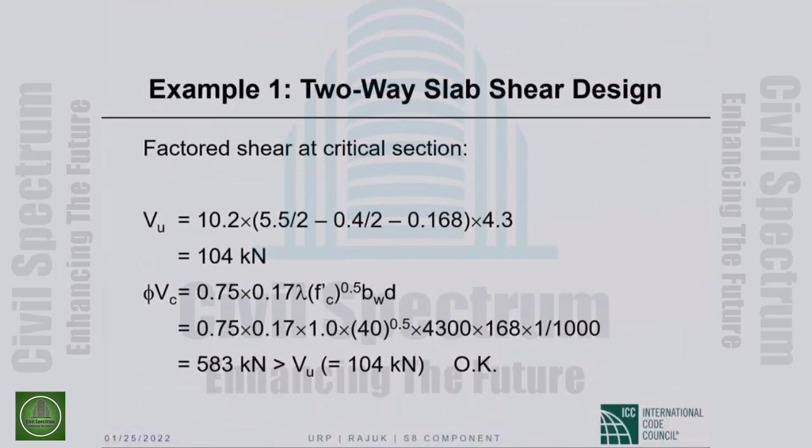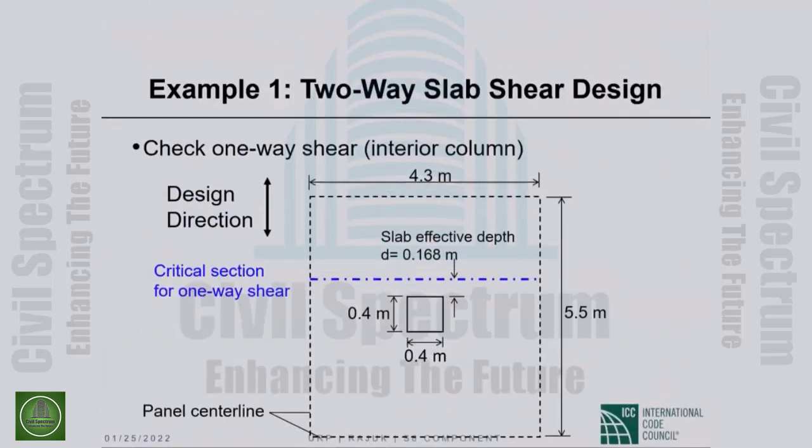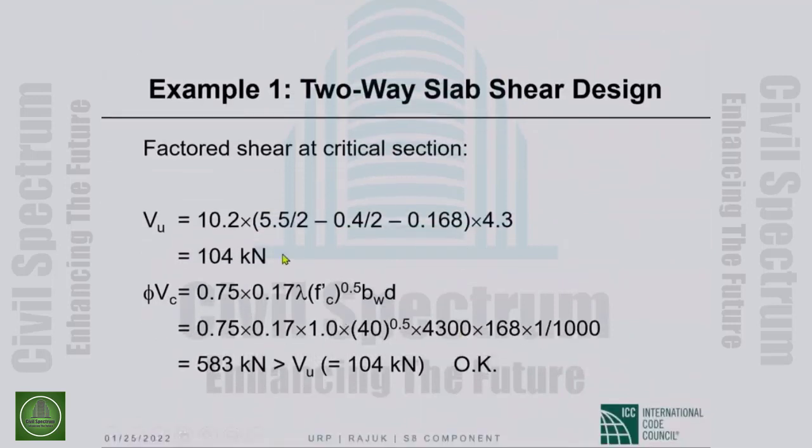10.2 is the load in kilonewton per square meter. The distance from the critical section to the edge is 5.5 meters by 2, that is half the panel length, minus half the column dimension, 0.4 divided by 2, minus 0.168. So half the panel dimension would be from here to there. We took away half the column dimension and then that distance. It's pretty straightforward stuff. And the other dimension, the width of the panel, is 4.3. So we are looking at 104 kilonewtons of one-way shear at that critical section.